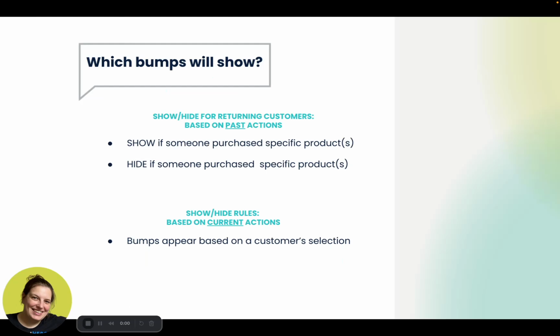So here is where it gets really interesting and a little bit more techy, but I'm going to walk you through it all, don't worry. So we can show and hide particular offers based on what returning customers have done in the past. So we can decide to show or hide a particular offer based on whether they purchased a particular product in the past. And the second option is that we can show and hide particular offers based on current actions, and these are called rules, based on current actions like selecting that third bump offer and then number 4 appearing.